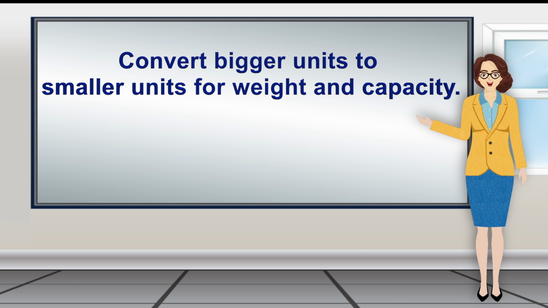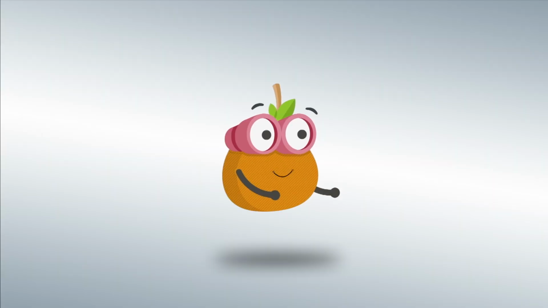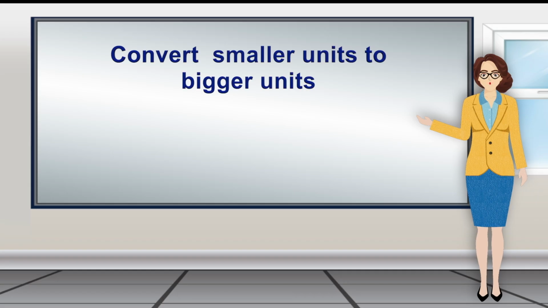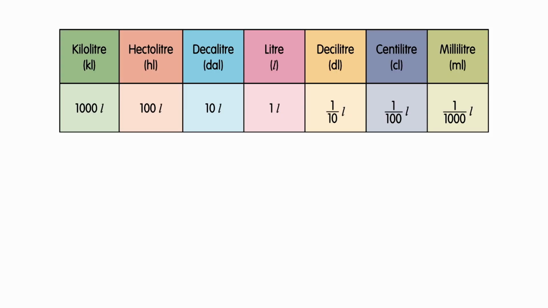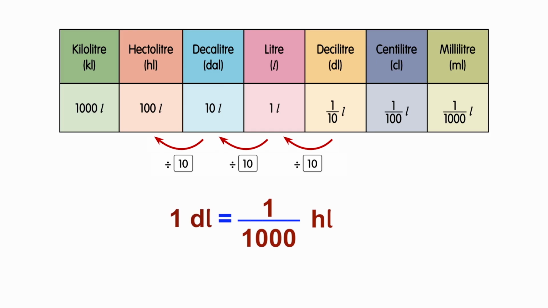Similarly, we convert bigger units to smaller units for weight and capacity. What do we do to convert the smaller units into bigger units? To convert units from the smaller to the bigger units, we will divide the units. Example 2. Convert 2308 deciliters to hectoliters. To convert the capacity from deciliters to hectoliters, we see 3 curves to the left in the capacity chart. So, we divide the number by 3 times 10. We know that 1 deciliter is equal to 1 by 1000 hectoliters.